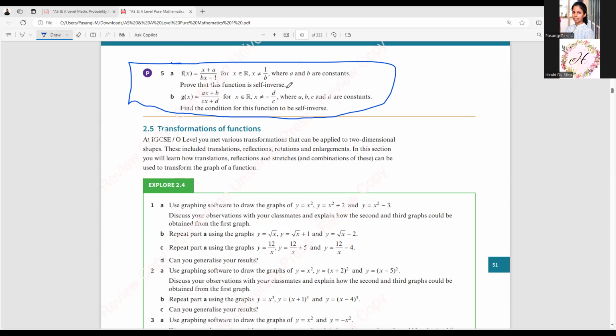So teacher, here in part A, what does self-inverse mean? Self-inverse means if we have a function f(x), then once we calculate the inverse of it, the same function f(x) should come as the f inverse as well. Both should be equal. The function and the inverse function should be the same. Then we can call it self-inverse.